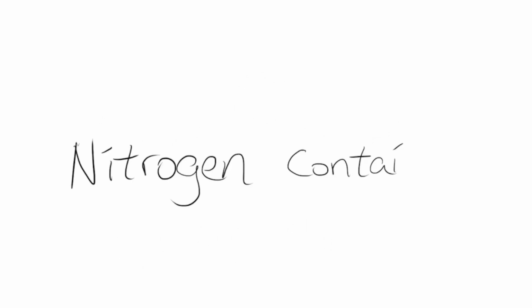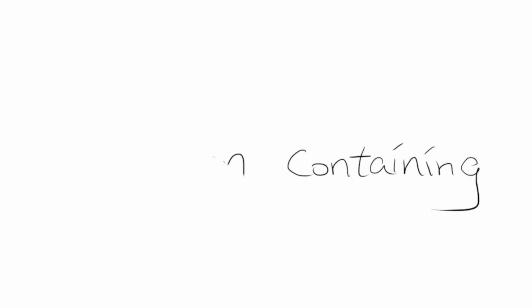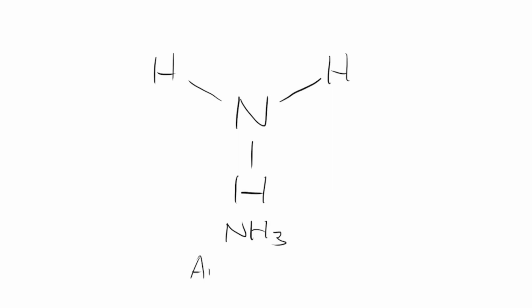Next, we'll go through the nitrogen-containing functional groups. Nitrogen can form 3 bonds. If all 3 are hydrogens, we call it ammonia. Ammonia is a pungent-smelling compound that is often created by nitrogen-fixing bacteria found in decaying leaf petals.